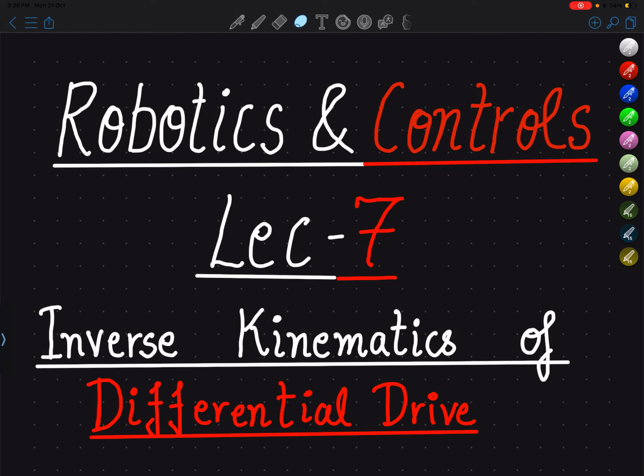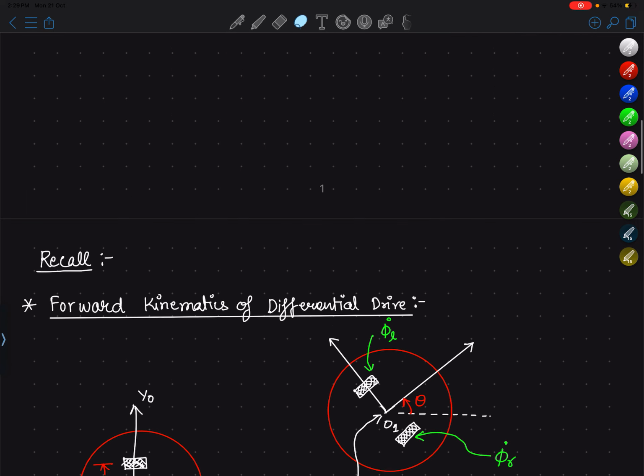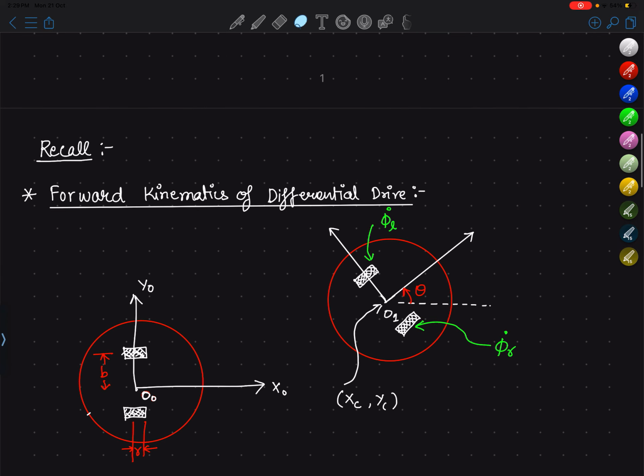Hi all, welcome to the 7th lecture of Robotics and Controls, and today's topic of discussion is Inverse Kinematics of Differential Drive. Before starting today's lecture, let's discuss what we studied in the previous lecture. Let's recall what we studied. In our previous lecture, we studied the forward kinematics of differential drive.